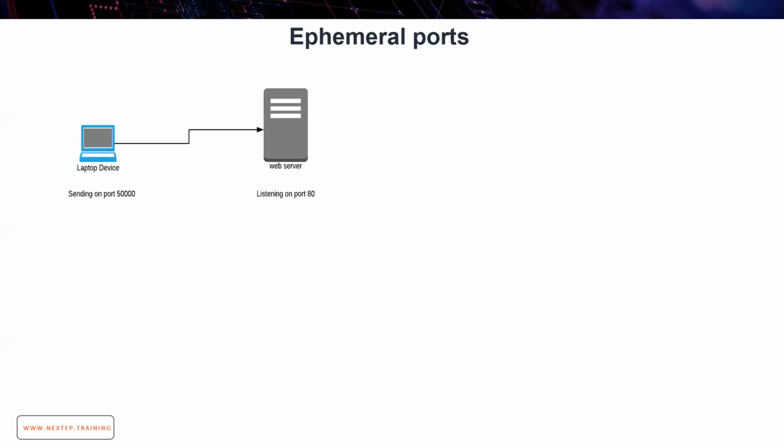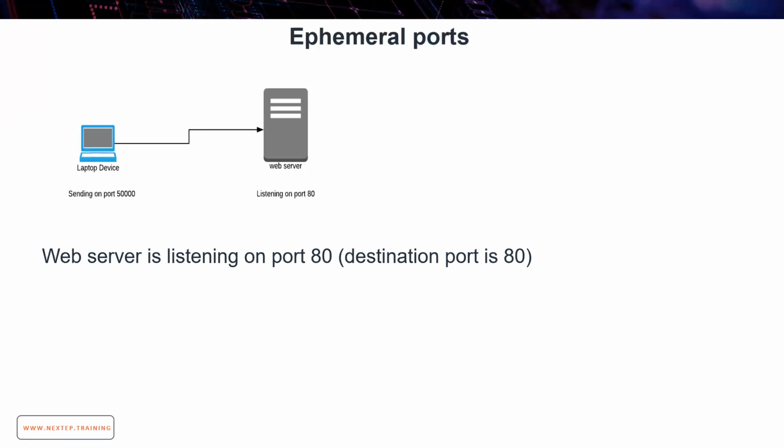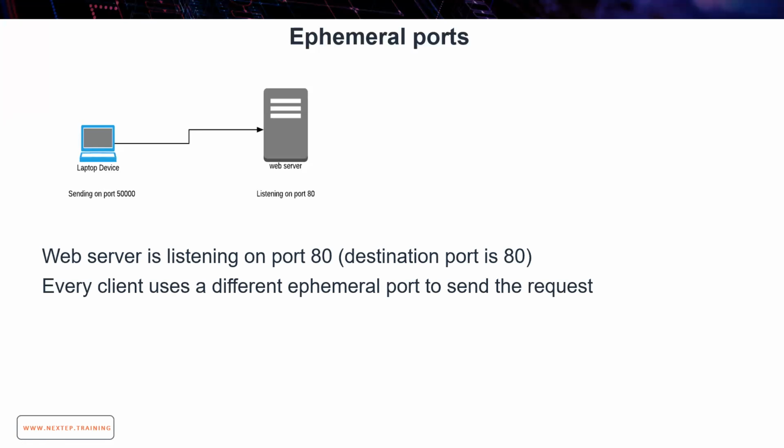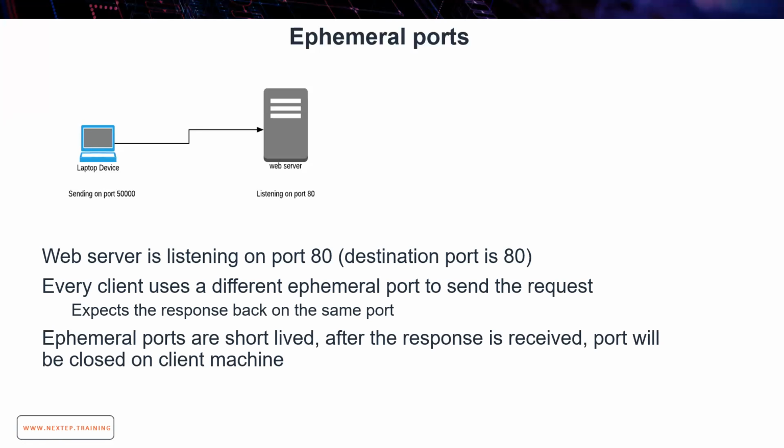Is a one sentence if you want to put it. So here, web server is listening on port 80. Destination port is 80. Every client uses a different ephemeral port to send the request. Expects the response back on the same port. Yes, in this case, it's 50,000. Ephemeral ports are short-lived. After the response is received, port will be closed on client machine. So in this particular case, it's a port 50,000. It's open, made a request. Once it gets the response back, that port will be closed.